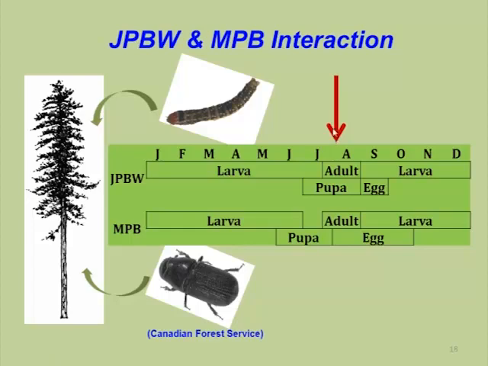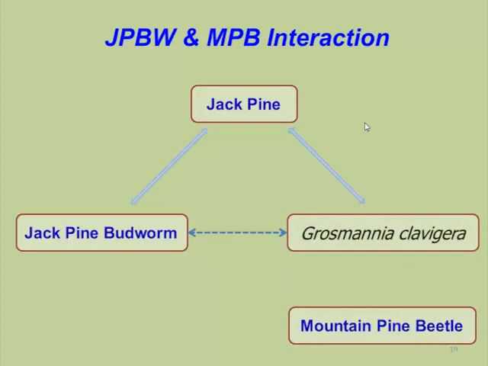But this is the really important case. I want to make sure that you understand this part. This is the part where jack pine trees will be highly, highly susceptible to mountain pine beetle attacks. So what I'm saying is that their biology overlaps, and everything is suitable for their interactions. Unfortunately, there is no mountain pine beetle and jack pine budworm overlap at this stage, and we cannot really do experiments with live beetles. So we started using Grosmannia clavigera, one of the fungal associates of mountain pine beetle, to simulate the mountain pine beetle attacks and look at the jack pine budworm and Grosmannia clavigera interactions.